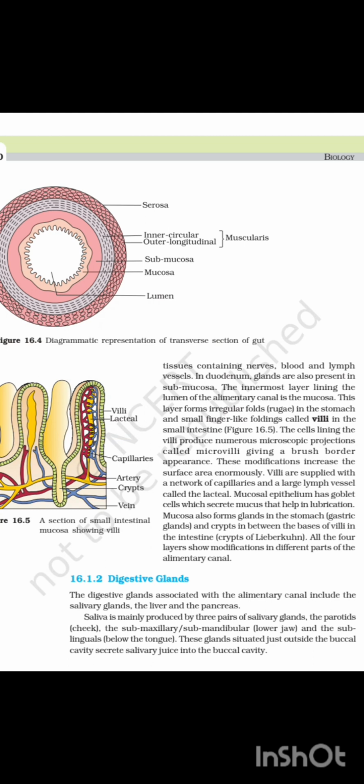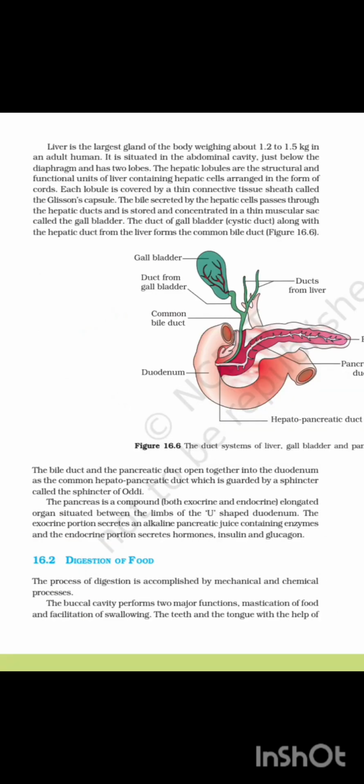16.1.2 Digestive glands. The digestive glands associated with the alimentary canal include the salivary glands, the liver, and the pancreas. Saliva is mainly produced by three pairs of salivary glands: the parotids (cheeks), the submaxillary or submandibular (lower jaw), and the sublingual (below the tongue). These glands, situated just outside the buccal cavity, secrete salivary juice into the buccal cavity. Liver is the largest gland of the body, weighing about 1.2 to 1.5 kg in an adult human. It is situated in the abdominal cavity just below the diaphragm and has two lobes.